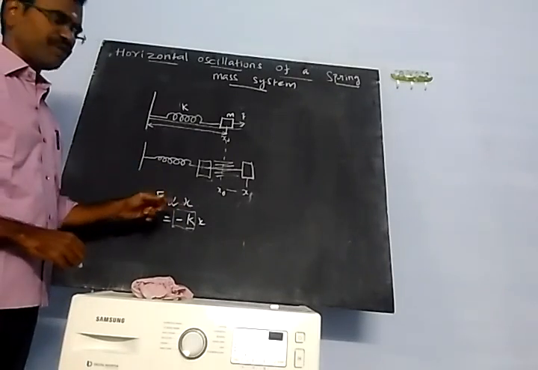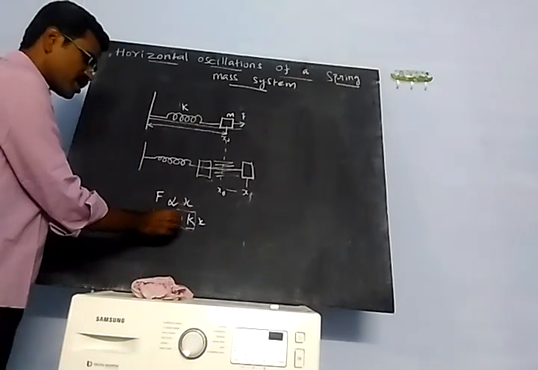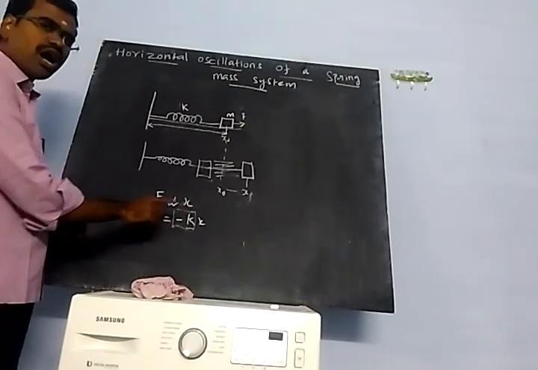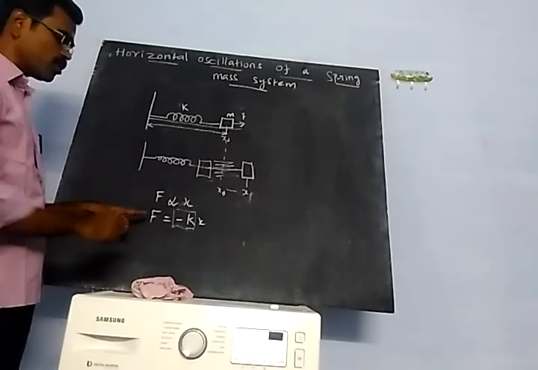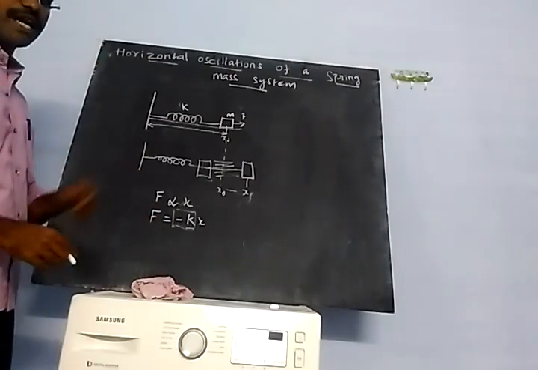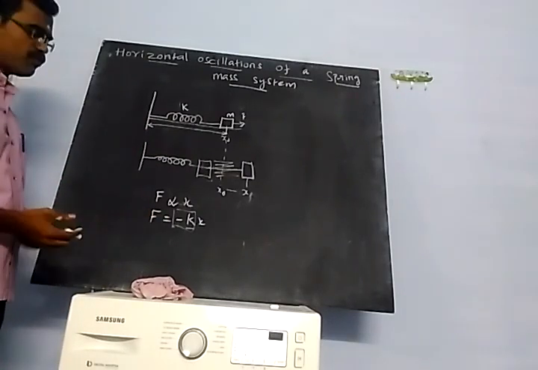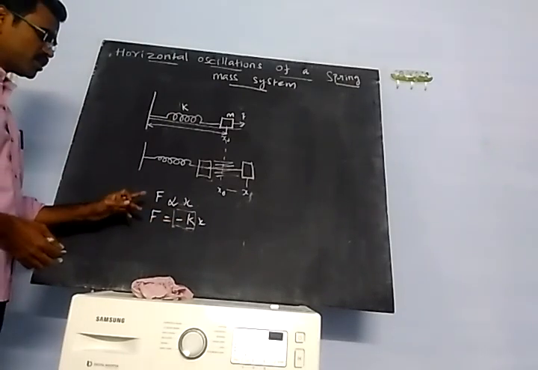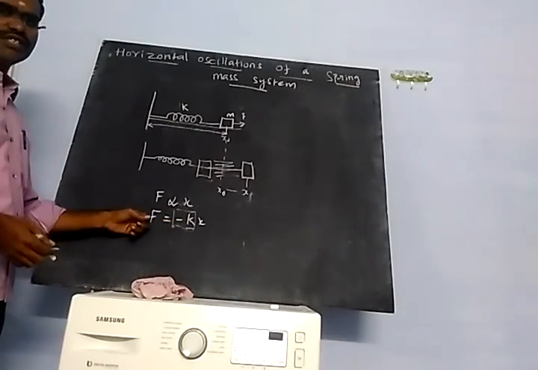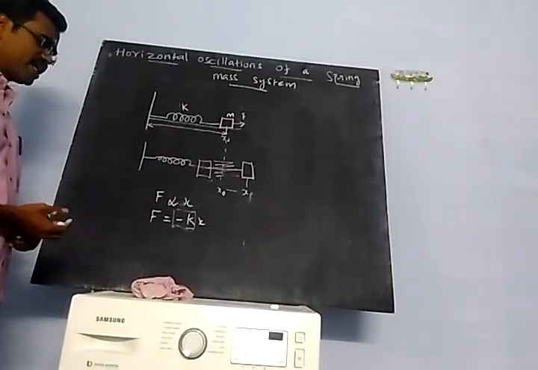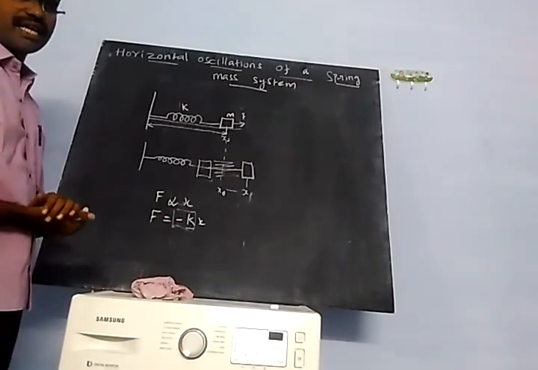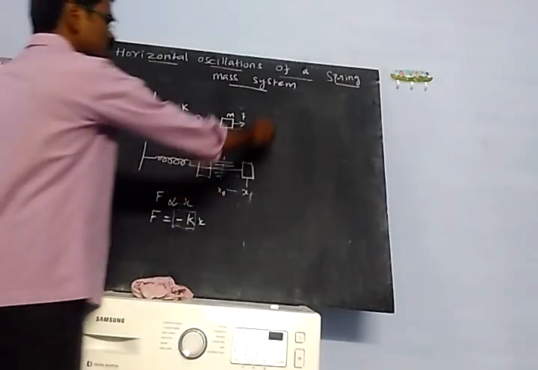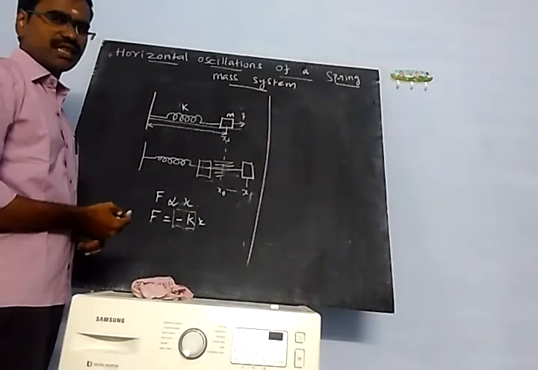Why is it always negative? Because the restoring force always acts opposite to the direction of the applied force, or opposite to the displacement. So we write F is equal to minus Kx. Do you understand? Then next, according to Newton's second law.